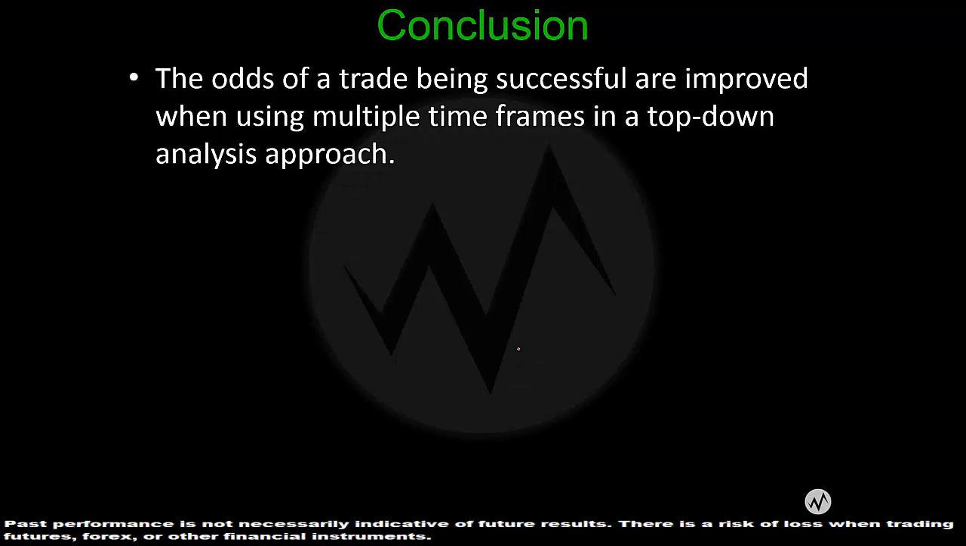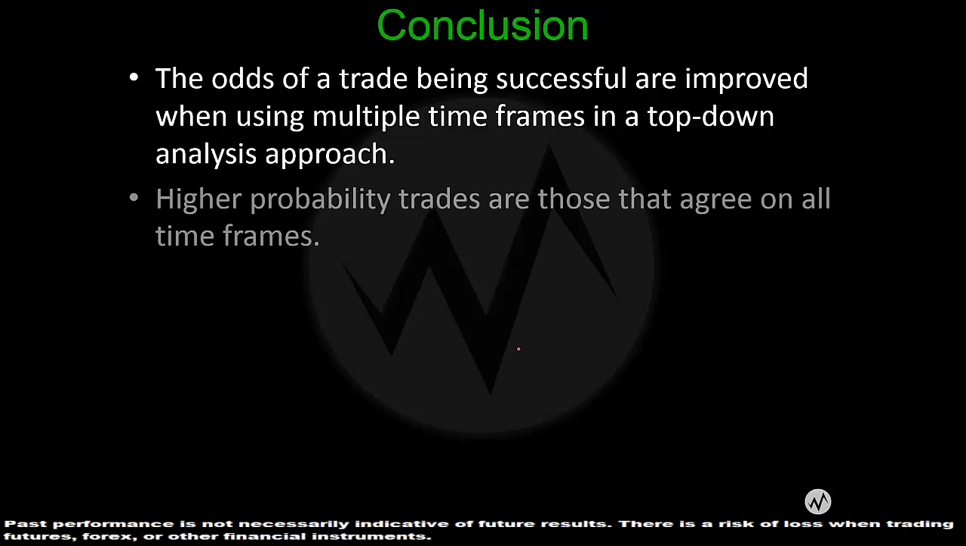In conclusion, right quick, the odds of a trade being successful are definitely improved when you're using multiple time frames in a top-down analysis approach. I'll answer that question in just a second here, Sid. So if you really want the higher probability setups, then you want to have those time frames all kind of be in agreement here. Higher probability trades are those that agree on all time frames.